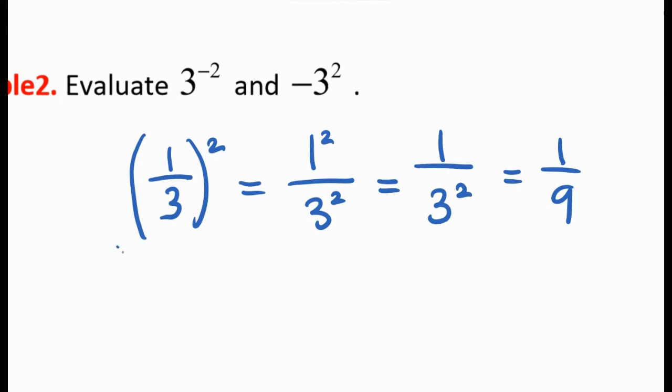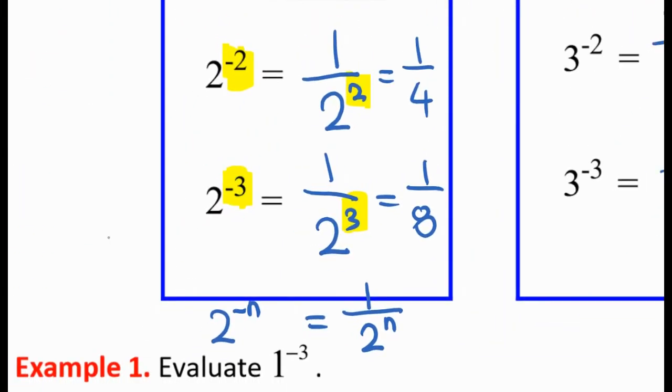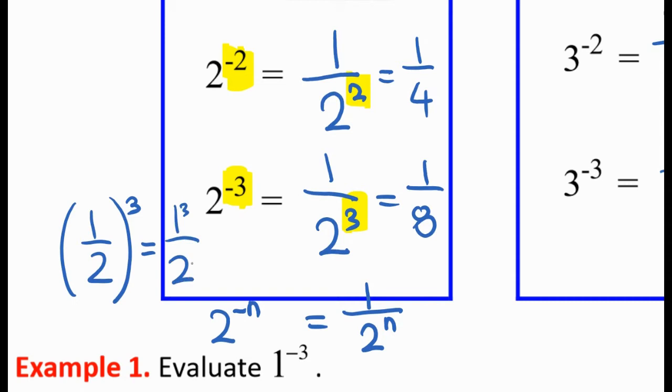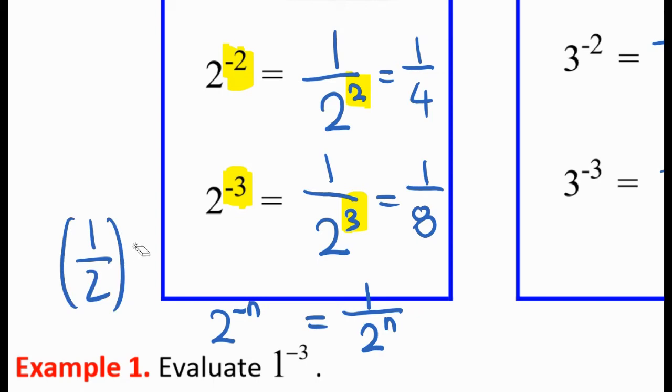I just omitted this process, and I just wrote this form, like here. This is actually flipping the number, and you have to put brackets and make the exponent positive. But 1 cubed is 1, right? That's why I just wrote it like 1 over 2 cubed. Okay? So remember that when you flip a number, you always need to put brackets around it.